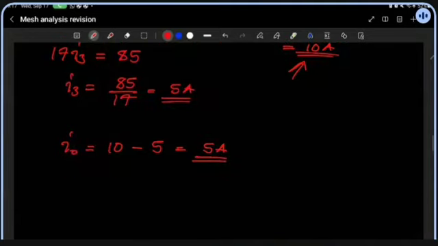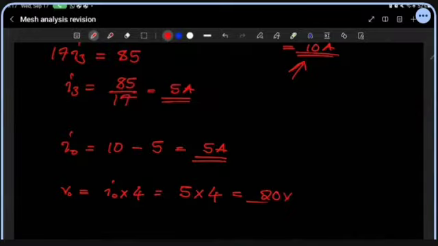Once you have the current through the branch, you can now get the voltage drop across that resistor, times 4. The current is 5, times 4 gives us the drop across that resistor as 20 volts. Okay, that's how you're supposed to work it out.